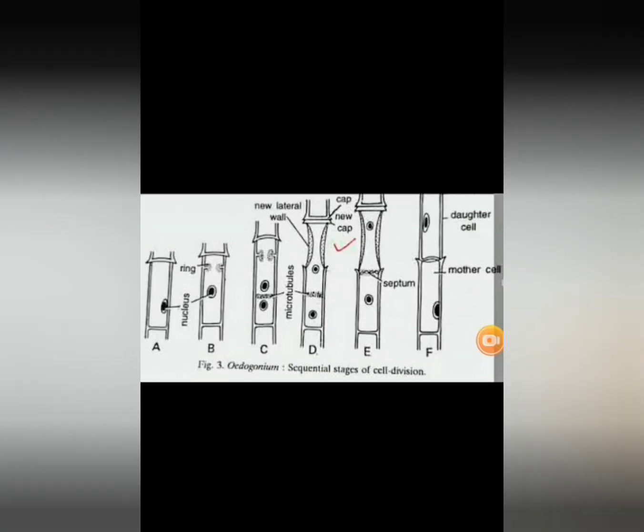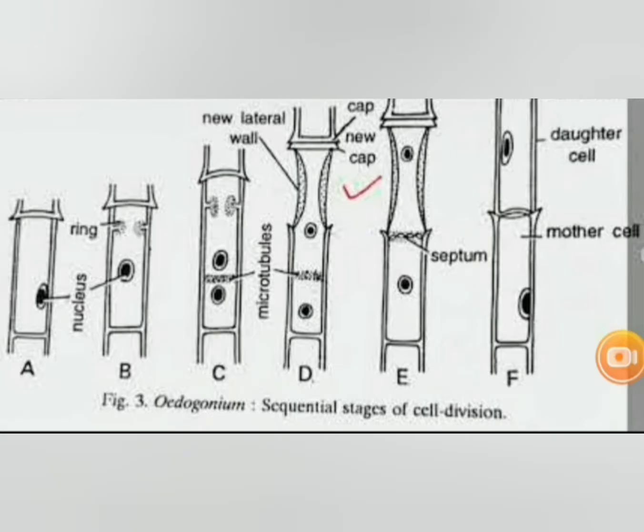So how does cell division occur? Cell division remains restricted to some of the cells of the filament. Only some cells of the filament will divide. Now, what are the different steps in cell division?